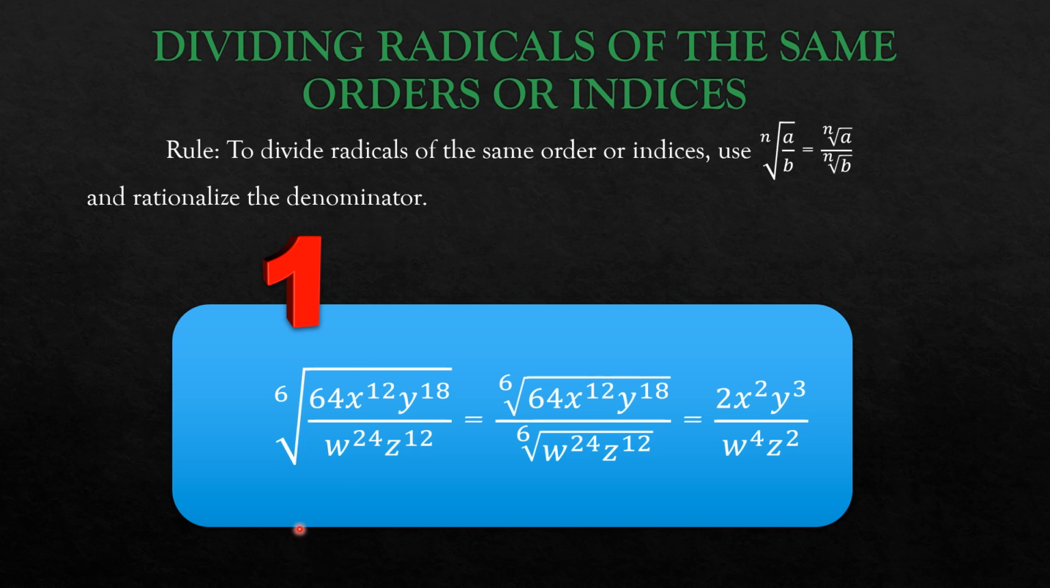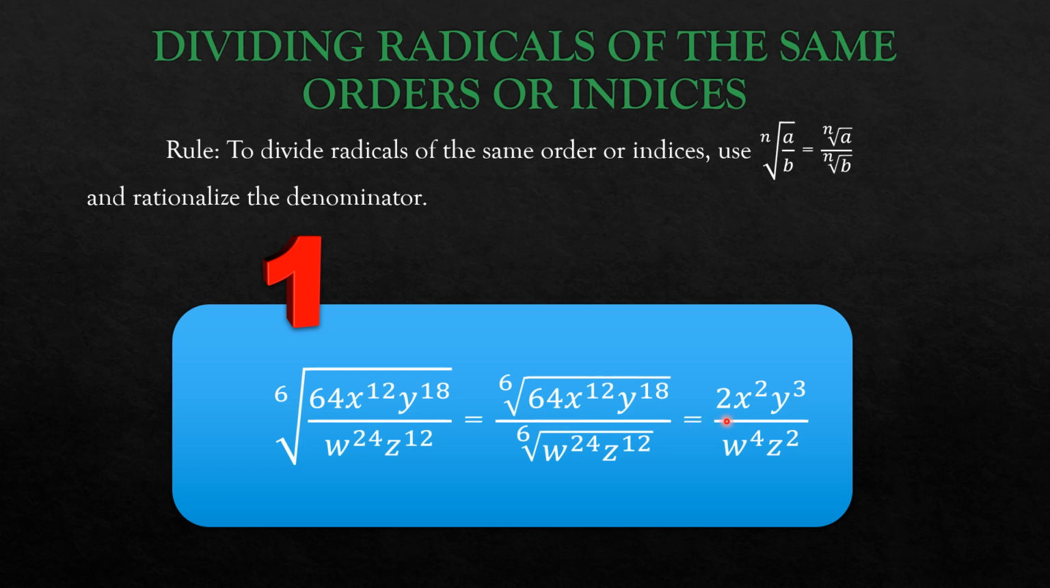For example, we have the 6th root of 64x raised to 12 y raised to 18 over w raised to 24 z raised to 12. So, ang ginawa ko po, using this rule, we will have the 6th root of 64x raised to 12 y raised to 18 over the 6th root of w raised to 24 z raised to 12. So, kukunin po natin yung 6th root ng 64. That is equal to 2.